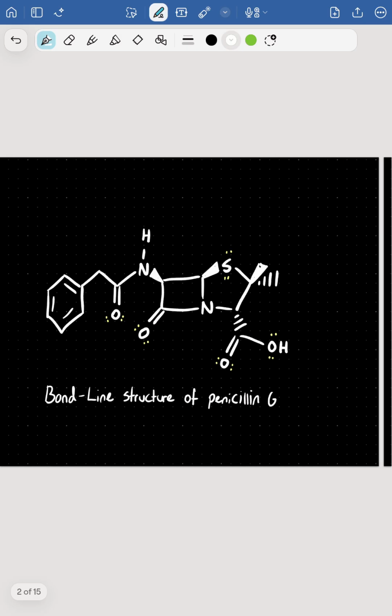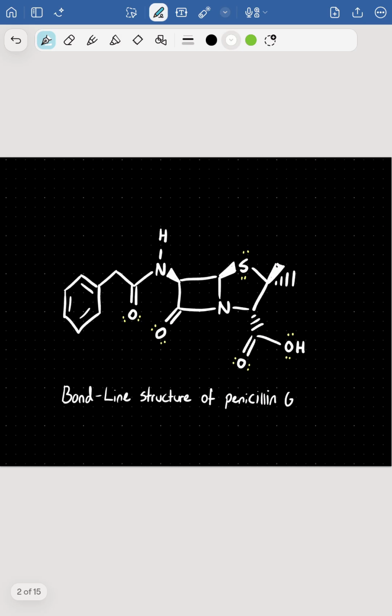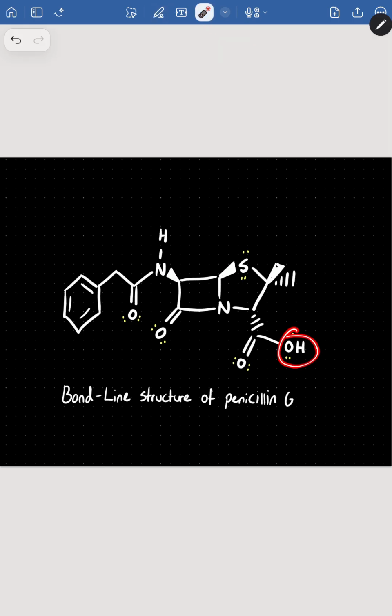So we have a bond line structure of penicillin G. It's medicine that helps to fight bacteria. Here you can see that there is no hydrogen drawn, only on the alcohol, the OH group, and the amine group, and they're visible. Now let me show you what horror you will witness if we drew every hydrogen.